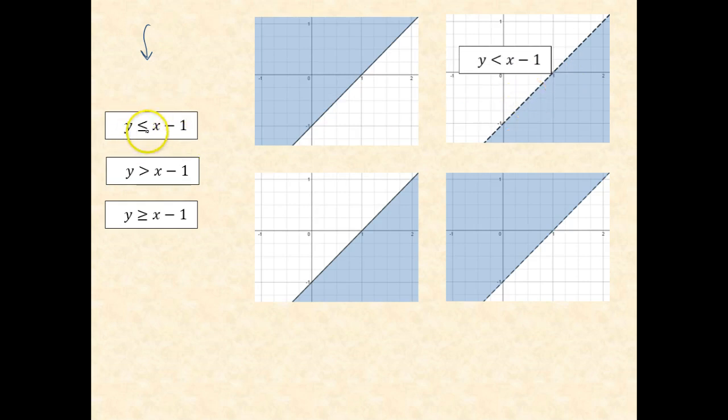Less than or equal to. This one will be shaded below because it's less than, but it'll also have a solid line because it's less than or equal to. So this one has a solid line and it's shaded below.